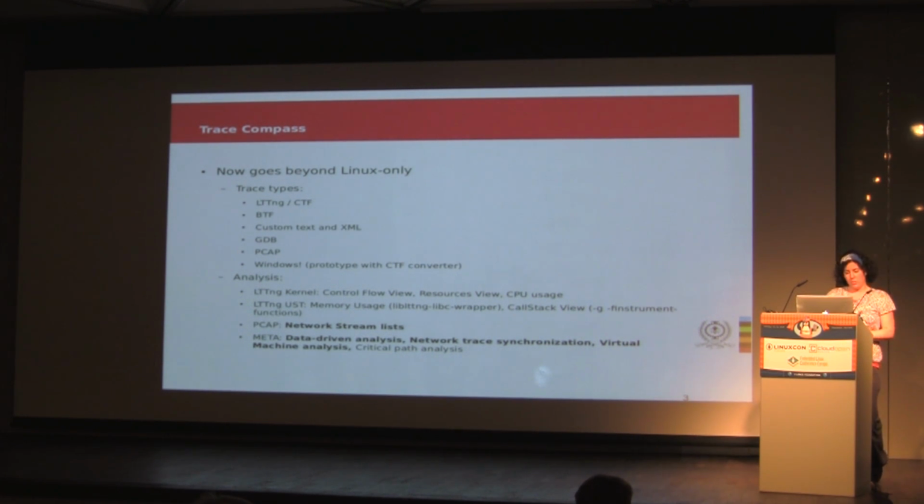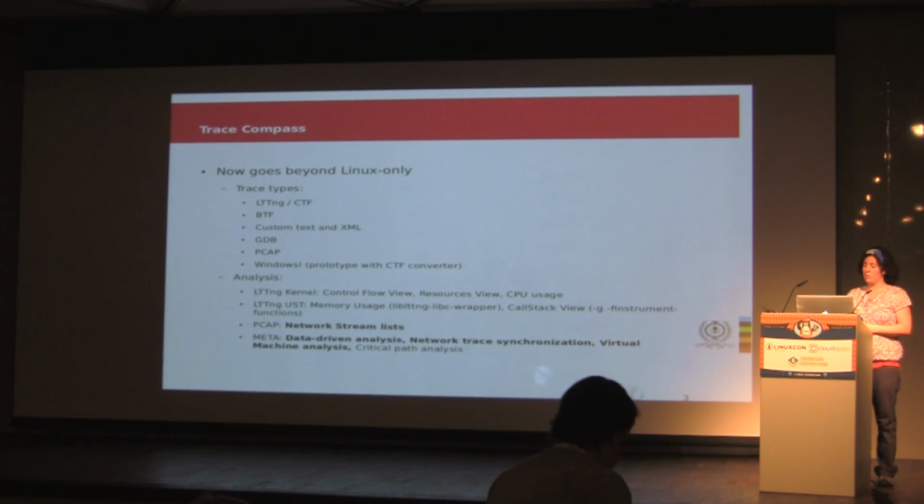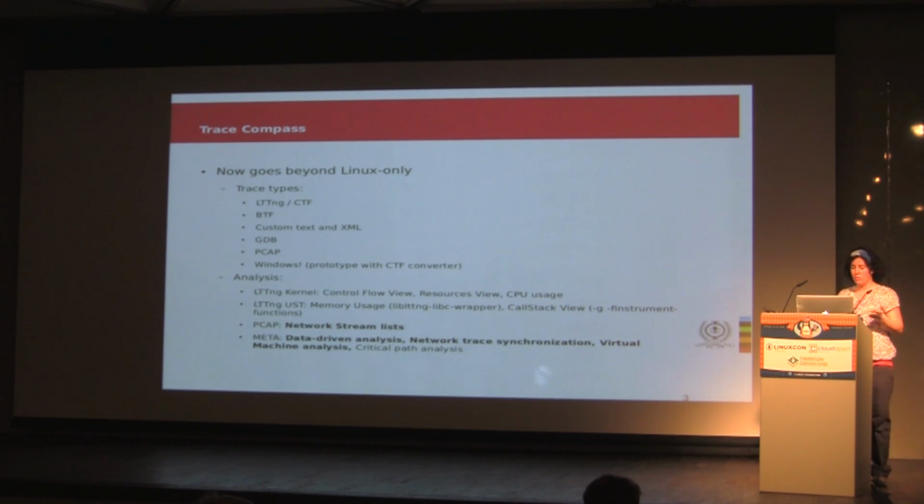And what analyses do we support built-in? For LTTng kernel traces, we have the control flow view, which shows the state of different processes at different times of the trace. The resource view, which shows the usage of resources through time in the trace. So CPU, IRQs, soft IRQs. CPU usage shows the usage in percentage of CPU of the different threads.